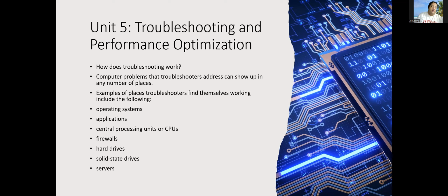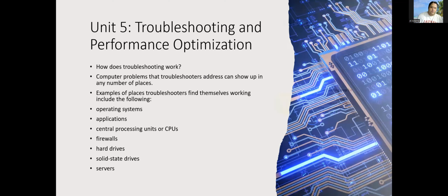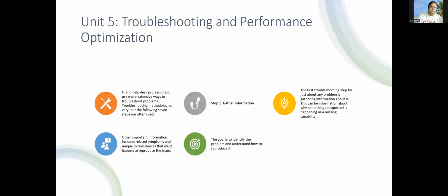Down the line, RAM can go bad. That happens too. Firewalls, hard drives, which are kind of being migrated now towards solid state drives. Hybrid drives are technically dead at this point. Servers, bigger, fancier computers, right? They just do more things than a regular one does. I'll probably add hardware to that list. Well, it's technically in there as different items. But anyway, IT and help desk professionals use more extensive ways to troubleshoot problems. Troubleshooting methodologies vary, but the following 7 steps, there's going to be 7 steps after all this, right?